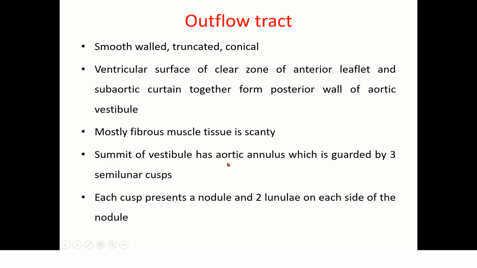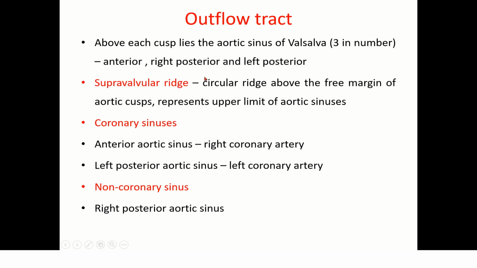The summit of the vestibule has the aortic annulus, which is guarded by three semilunar cusps. Each cusp presents a nodule and two lunulae, one on each side of the nodule. So above each cusp lies the aortic sinus of Valsalva. There are three in number, one anterior and two posterior. There is a supravalvular ridge, which is a circular ridge above the free margin of the aortic cusp, and represents the upper limit of the aortic sinuses.